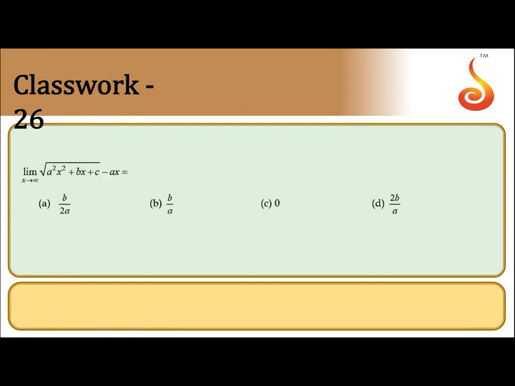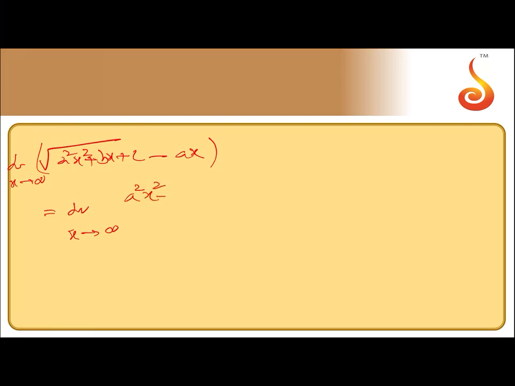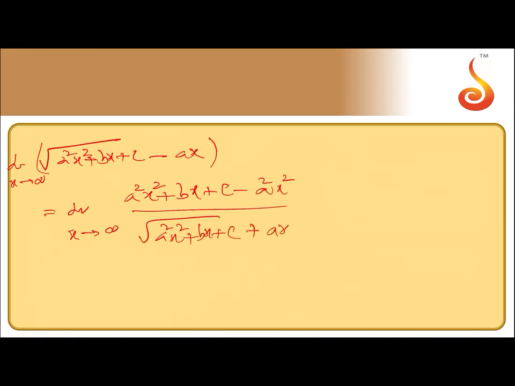Coming to the next one, limit x extends to infinity of square root of a square x square plus bx plus c, minus ax. I hope we can just directly rationalize this one. If you rationalize this, it is a square x square plus bx plus c minus a square x square, divided by root over a square x square plus bx plus c, plus ax. Of course, these two get cancelled.